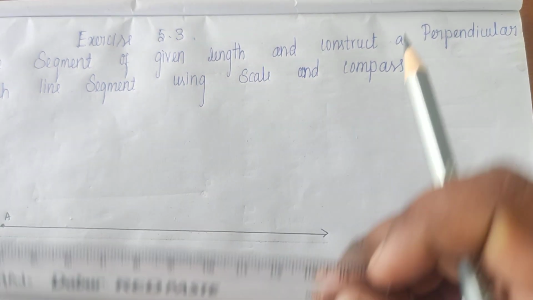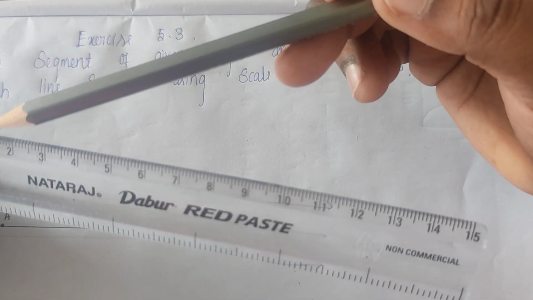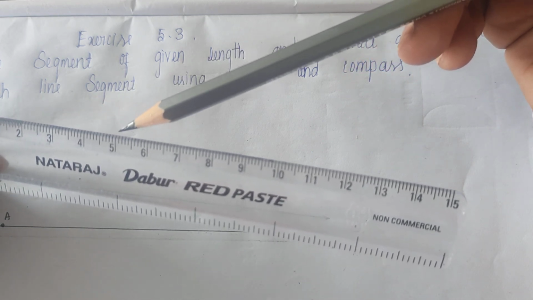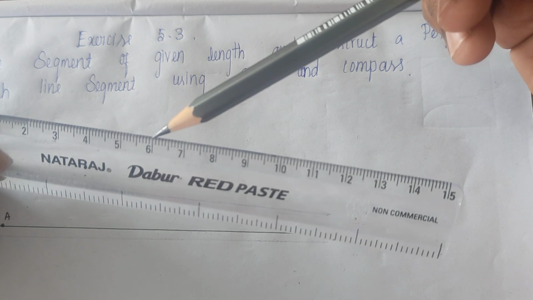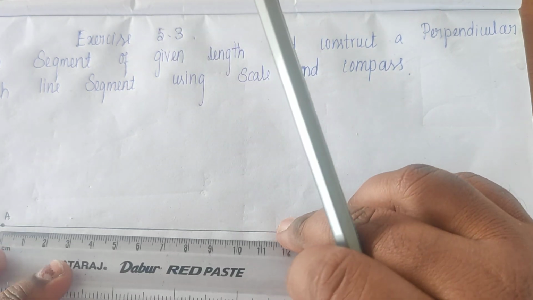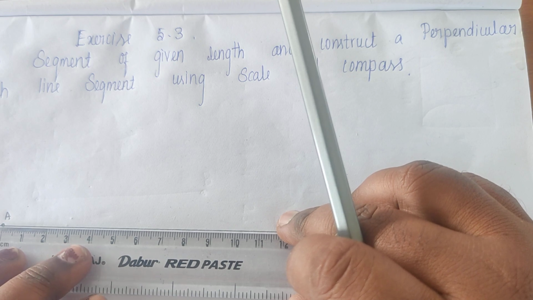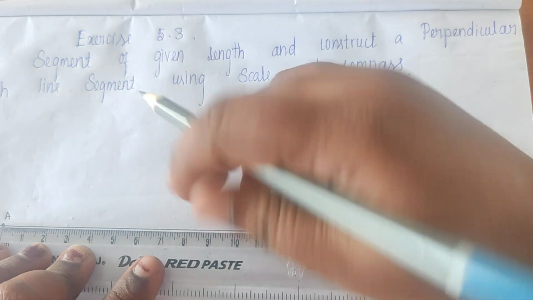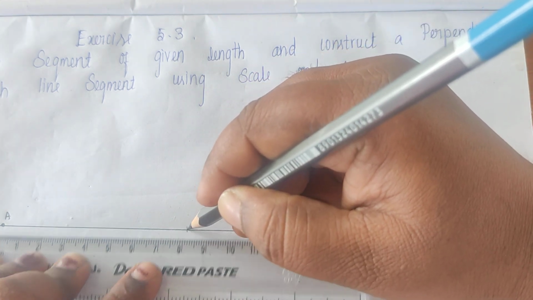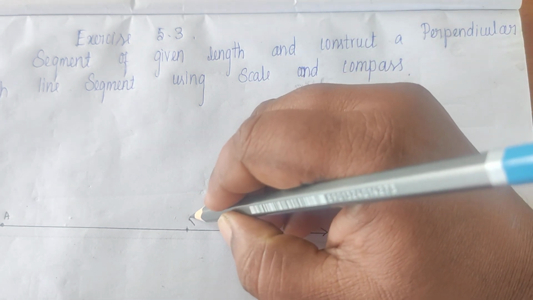And take 8 centimeter on the scale. 1, 2, 3, 4, 5, 6, 7, 8. Okay. So where is 8 centimeter? This one is 8 centimeter. Yeah. So mark this as point B.